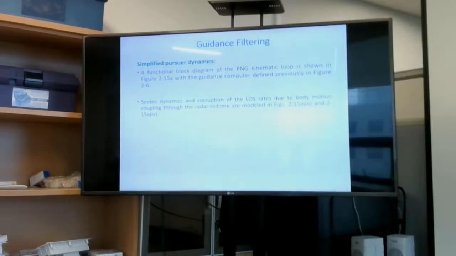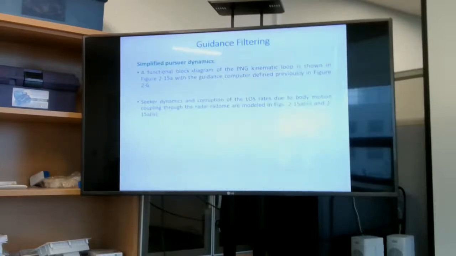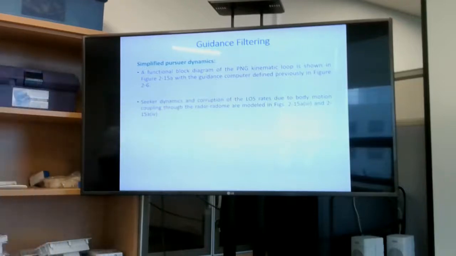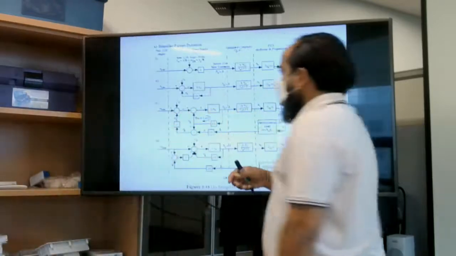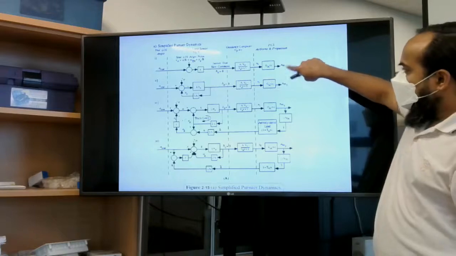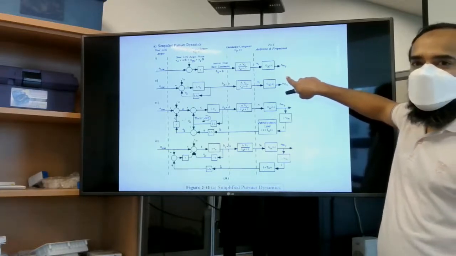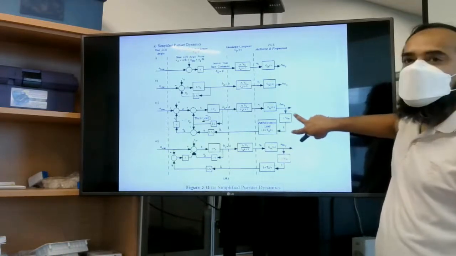Okay, suppose we are discussing guidance filtering. This is a simple diagram. As we discussed previously, our proportional navigation system in figure 15A. This diagram is without the radome effect. There is no radome effect, and this figure considers the radome effect.